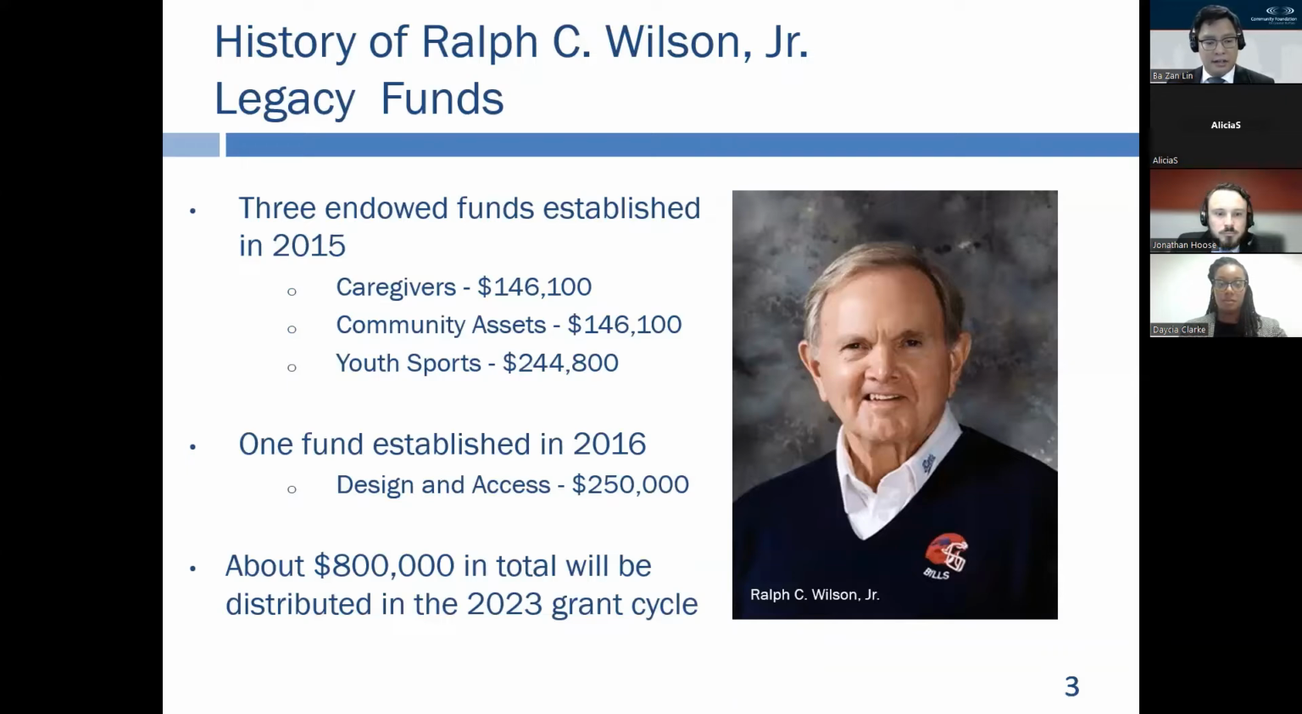The Design and Access Fund is designed to increase the health and quality of life of Western New York residents of all ages by enhancing outdoor activities within our region. This fund will give preference to projects that incorporate green design and universal access design. And the last but not least, the Youth Sports Fund is designed to support and provide opportunities for all children to be active through sport.